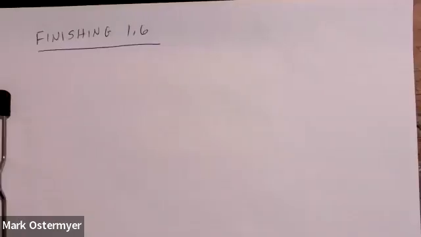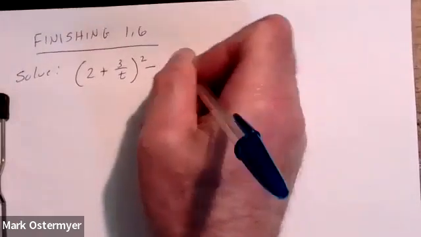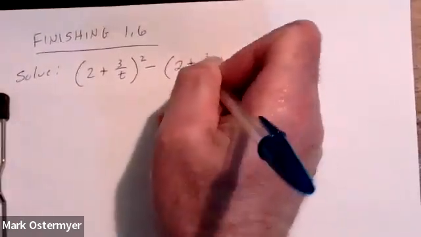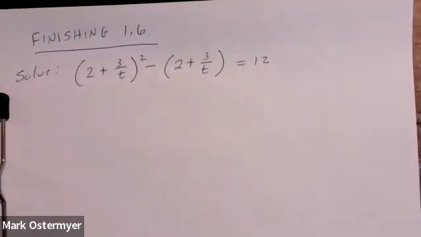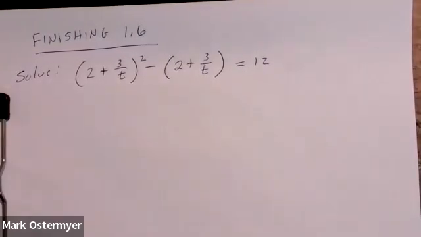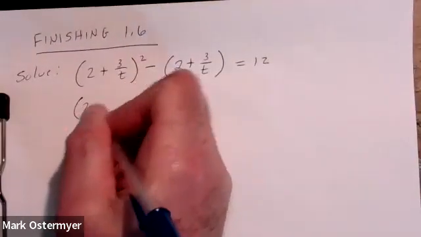All right, so we're going to finish section 1.6. I want to try this equation here. So we're going to try to solve this equation for the variable t. Okay. And it's a messy looking equation. It's very complicated looking. All right. Well, what I'm going to do is zero the equation out first by taking the 12 over to the left side by subtracting 12 from both sides.